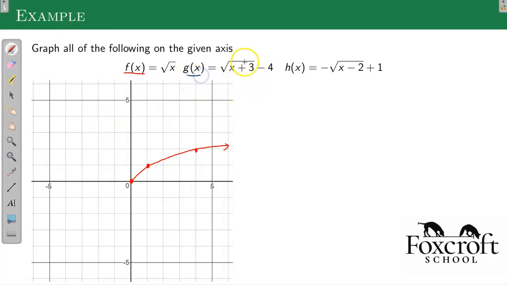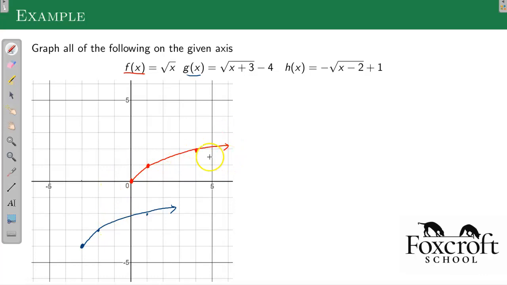g of x has this plus 3 in the square root and this minus 4 out of here. Things in the square root move you left and right, and it's kind of annoying because it's the opposite of what you see. Normally when we add, we go to the right. Here we're adding, we actually go to the left 3, and then we go up and down based on this number. We're going to go down 4. 1, 2, 3, 4. But then we have the exact same shape. So we'd have a point there, a point over 4 up 2, and we do the exact same shape as best as I can draw it.